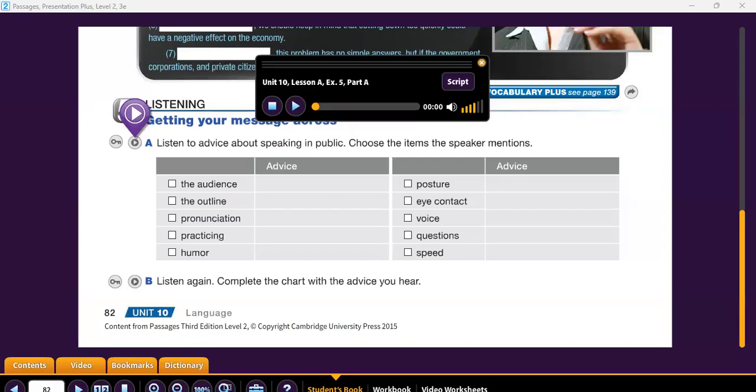Okay, Sabrina. So tell me about the audience. What is the advice you must follow when you speak in public? About the audience, you need to know your audience and consider who will be listening, because we have to keep in mind what they want to listen from us.